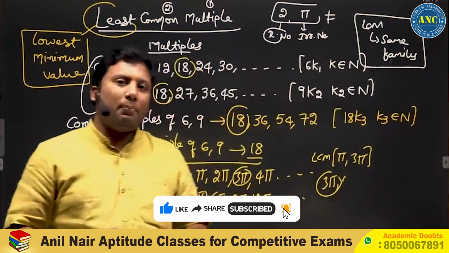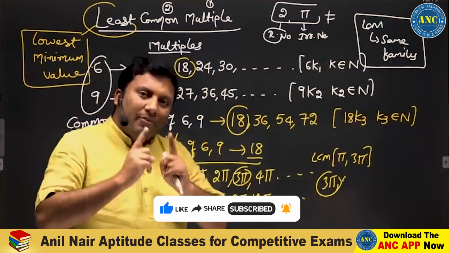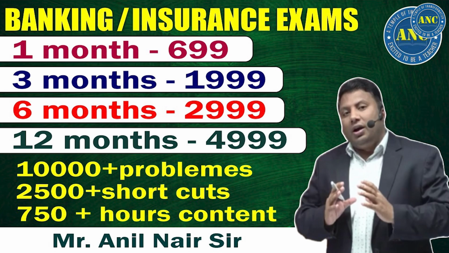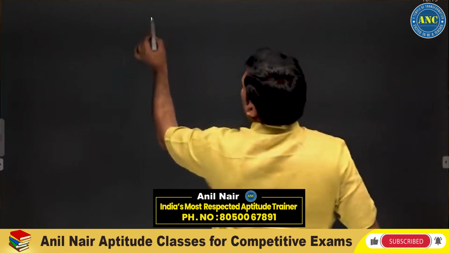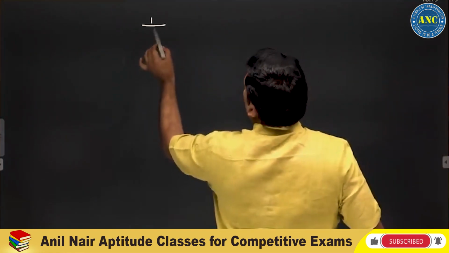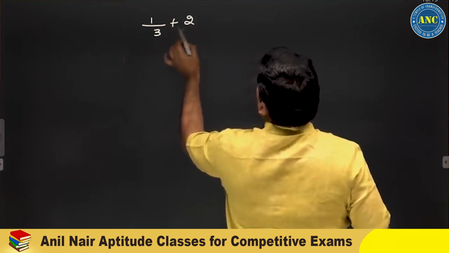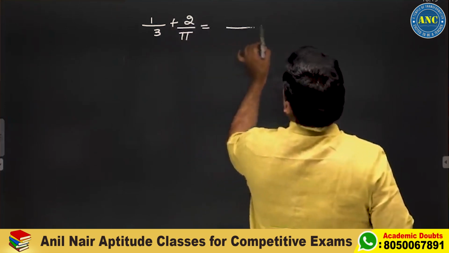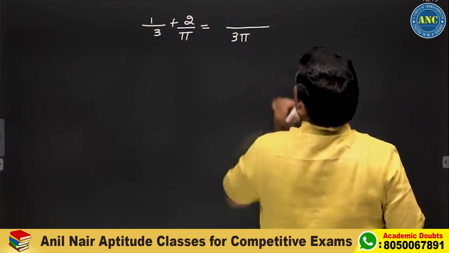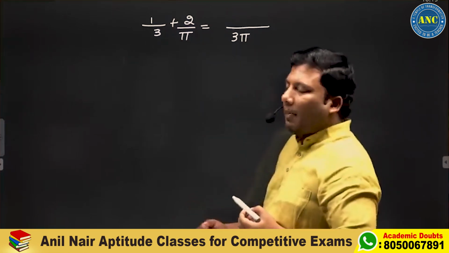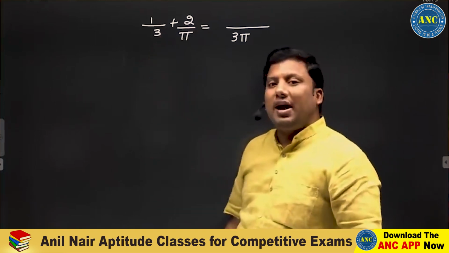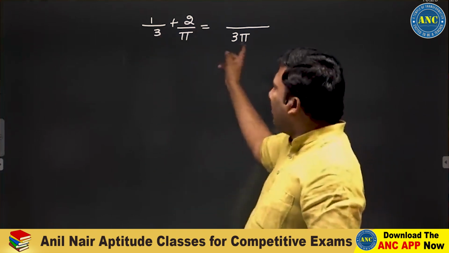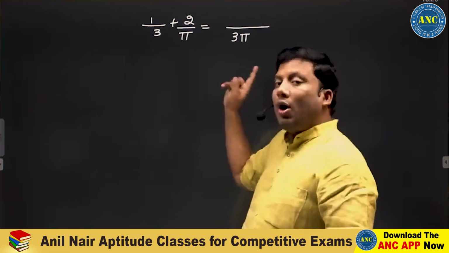Very, very important key point, because yesterday one of my enrolled students, Bishwajit, asked me this doubt on WhatsApp. Sir, the doubt is, 1 by 3 plus 2 by pi. Whenever we are solving like this, we take an LCM of 3 pi, right, sir? But in the textbooks, it is written that LCM of a rational number and an irrational number does not exist. But I wrote it as 3 pi.